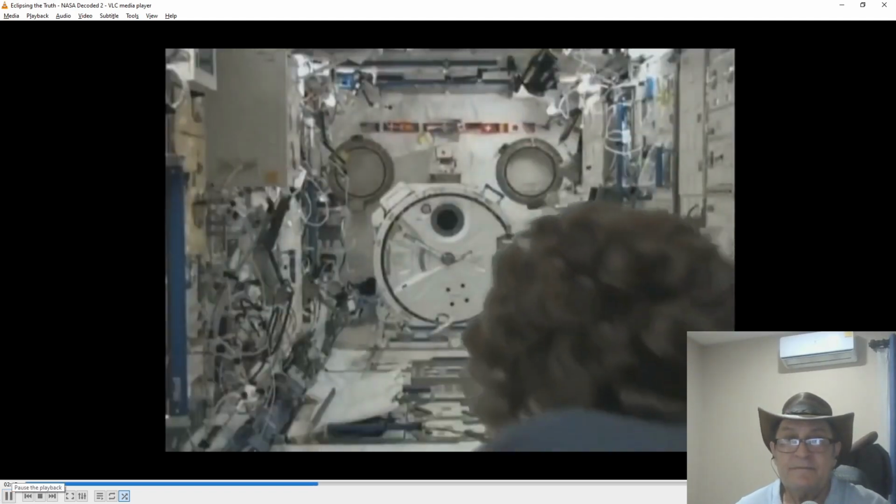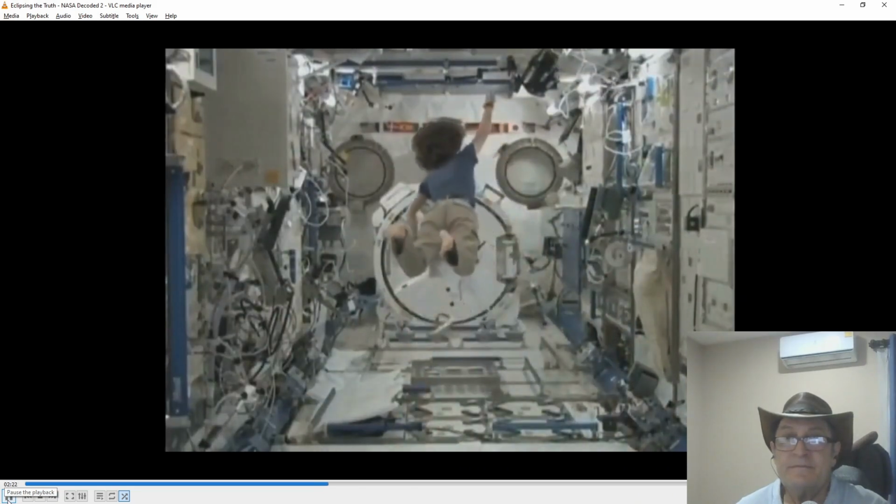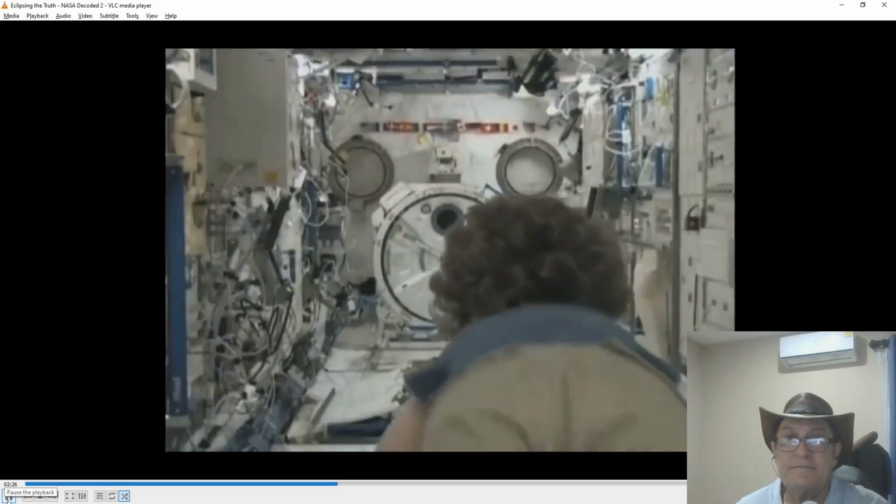Eight and a half minutes to get to space, 2 days to rendezvous with the ISS, and then we are living in space. And it's not about floating around, it's about flying.